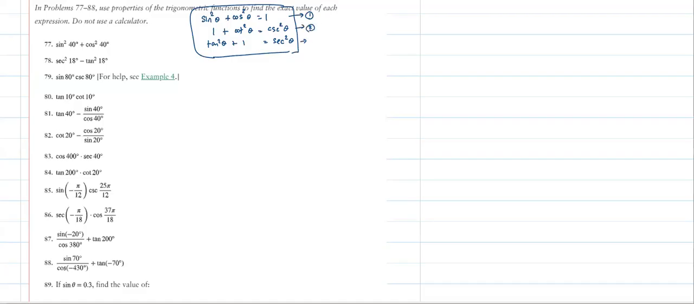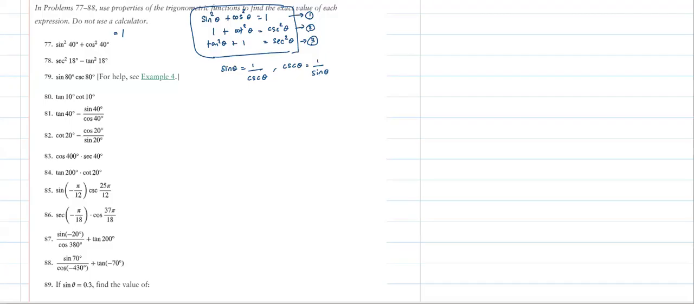In the first one, I'm going to use the first identity to find the value of this. I know that sine squared of some angle plus cosine squared of the same angle is always equal to 1. Then in question number 79, the identity that I'm going to use is that sine of any angle is 1 over cosecant. Likewise, cosecant of any angle is 1 over sine. So they are reciprocals of each other.